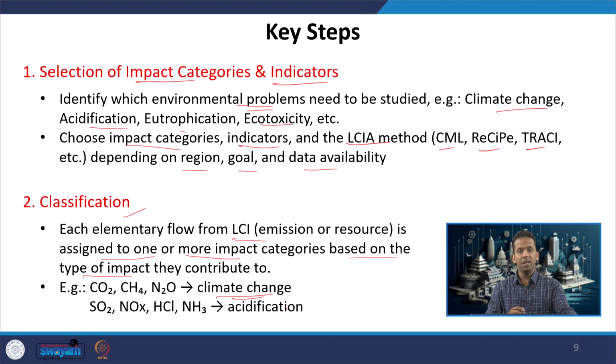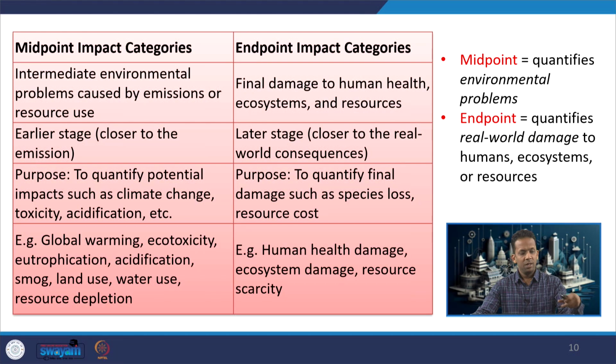So, if climate change, acidification, eutrophication are the midpoint impact categories, then the concerned contributors from the LCI, that is the inventory table, need to be assigned to each of those impact categories. For example, we can assign these gases to climate change or global warming, these ones can go to acidification. If there are PM 2.5, PM 10 measurements, they can go to smog formation or particulate matter formation. So, in the first step where we discussed midpoint and endpoint categories, what is the difference?